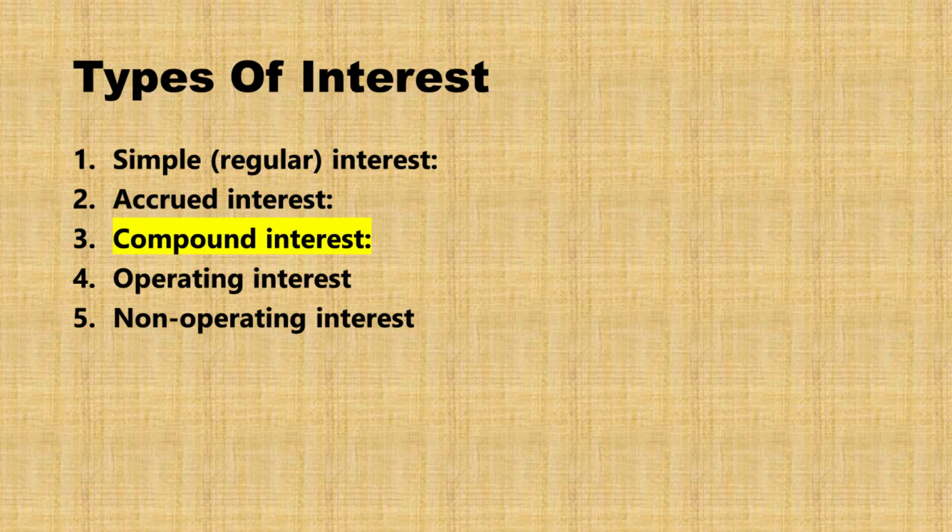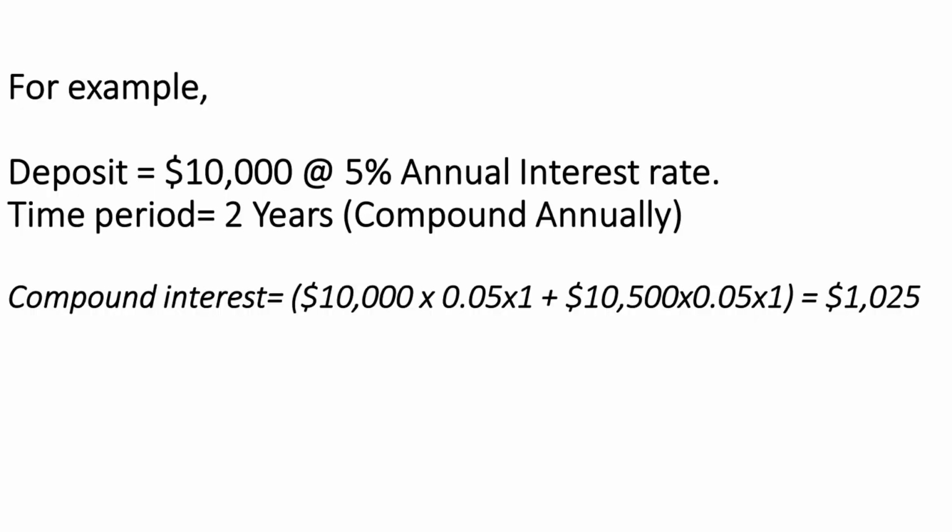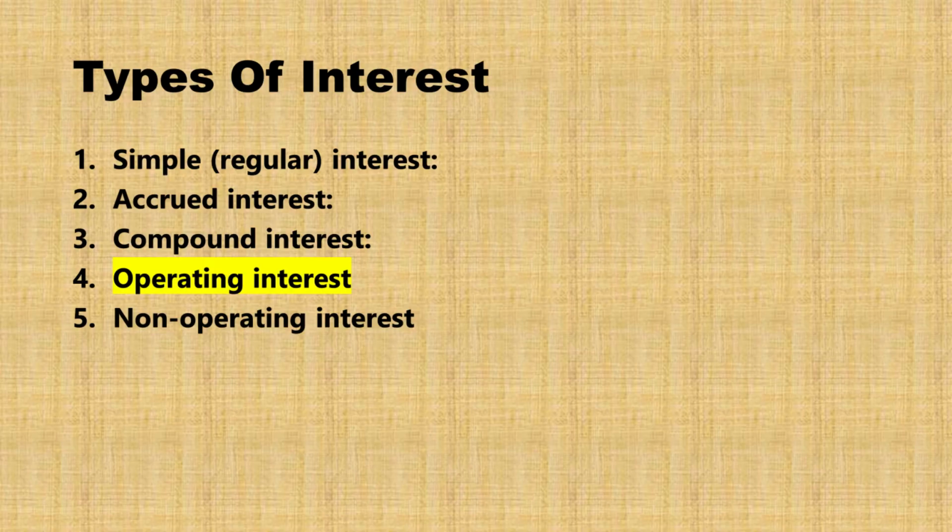Next is compound interest. Compound interest is the amount of interest that is calculated on both the principal and the accumulated interest of a loan or a deposit. For example, if a company deposits $10,000 at a 5% annual interest rate for 2 years, and the interest is compounded annually, the compound interest is $1,025. Compound interest is usually paid at the end of the loan term or periodically, and it can grow faster than simple interest. The next type of interest is operating interest.